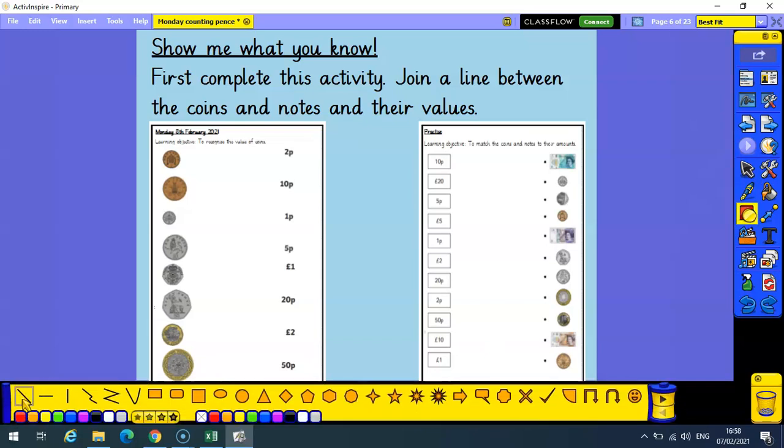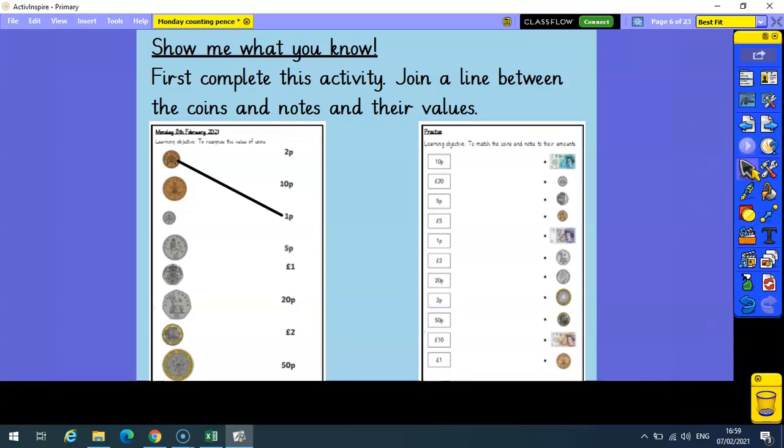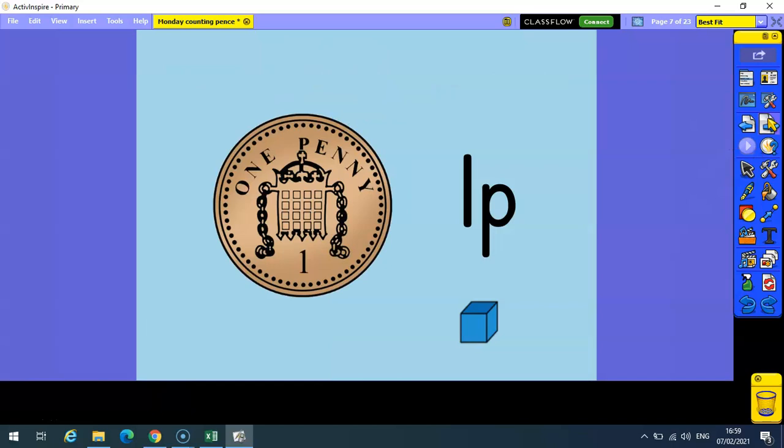So, for example, let me see what I know. Ooh, I know this one. This one is a 1p. I can see that it says 1p. I want you to do that first. Before we even start the lesson, without cheating, without help, have a go. Which one is which? Pause the video and press play when you're ready. Okay, let's look at them together then. You can check if you've got them right.